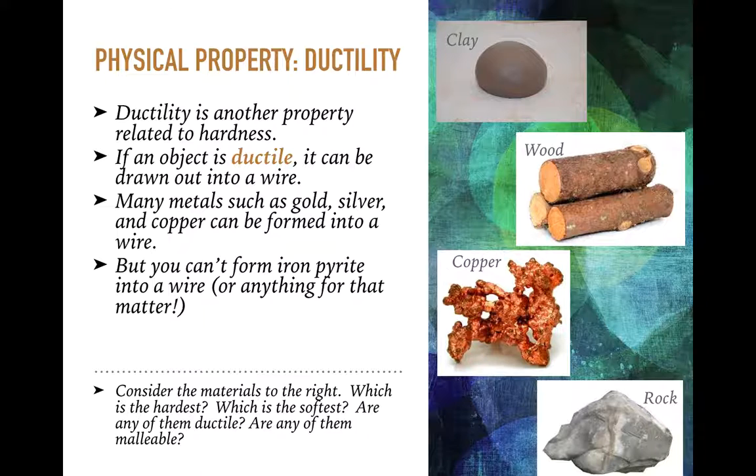Consider the pictures to the right. Are any of them malleable or ductile? Which is the hardest? Which is the softest? Because we know the physical property of hardness for these materials, we can guess what we can use them for and what they can't be used for.